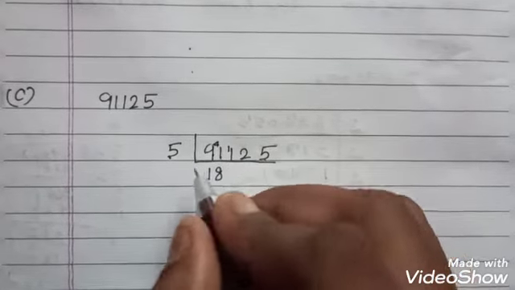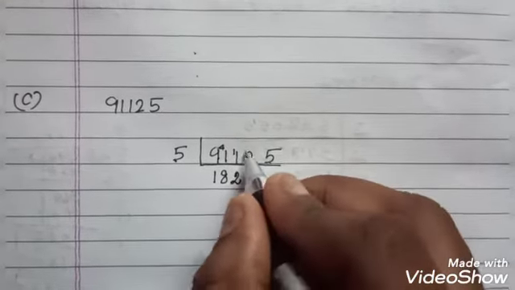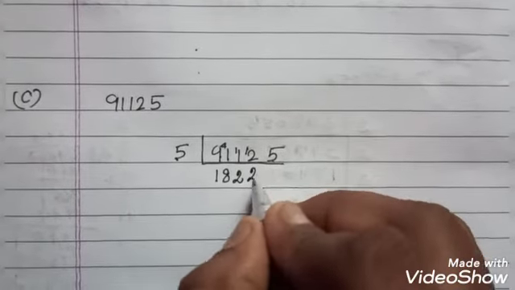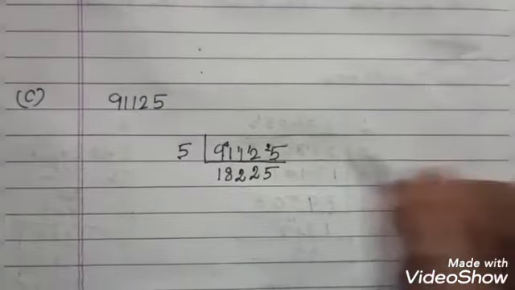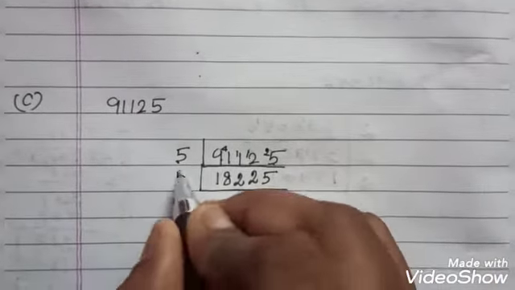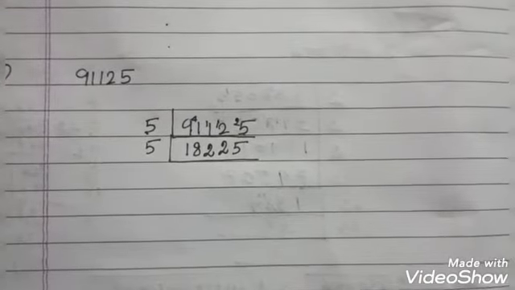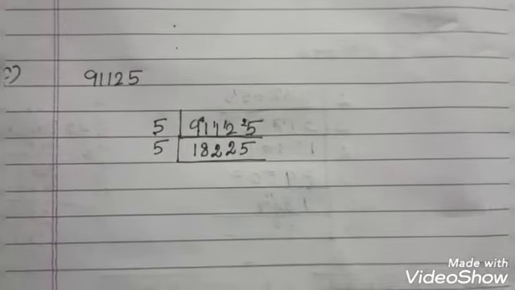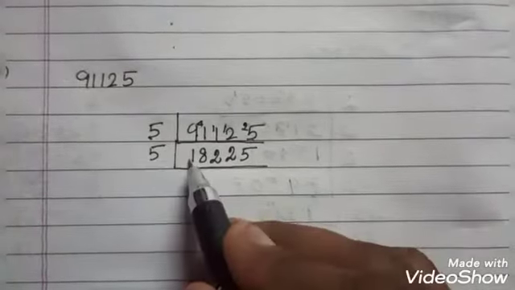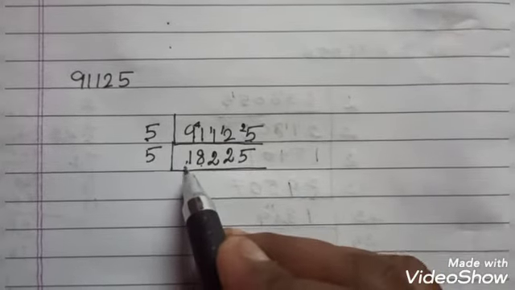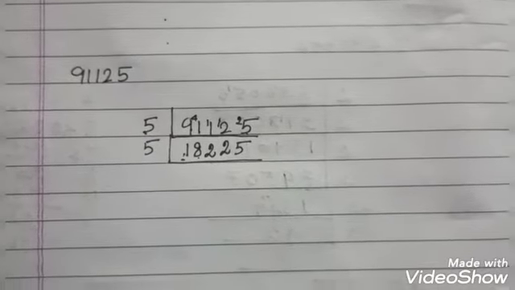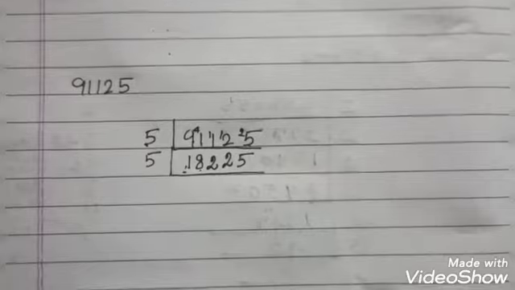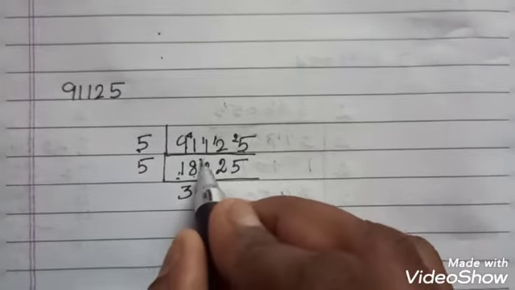11. 11 means 5 2s are 10. So we take 2 times, remaining 1. Again we need to take 2 times. So it leaves remaining 2 and it becomes 25. Again 5 times. So again we need to take 5. So 5 ones are 5, 5 twos are 10, 5 threes are 15, 5 fours are 20. So 20 is greater than 18. So here 1 is smaller, so we need to take 8. So now first we take 18. How many times? 5 fours are 20. So 4 times is greater, so we need to take 3 times. So 5 threes are 15, remaining 3.